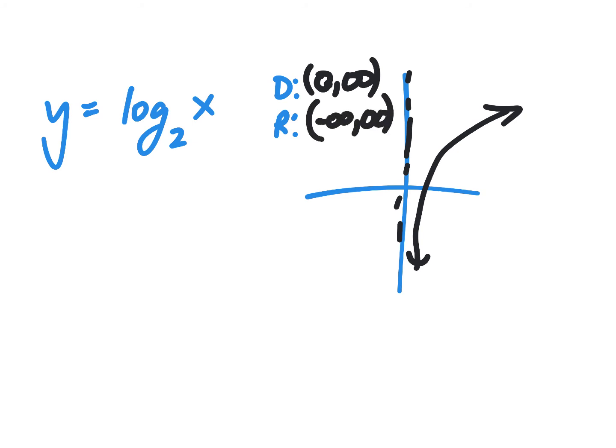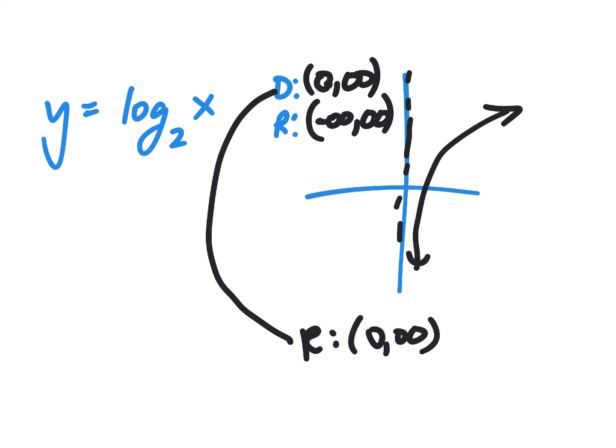All right. So without even looking at its inverse, I know the domain and range of the inverse then. Do you remember this? For inverses, x and y flip. So if the domain was this, it becomes the what? It becomes the range of the inverse. So the range of the inverse would be 0 to infinity. And the range becomes the domain.